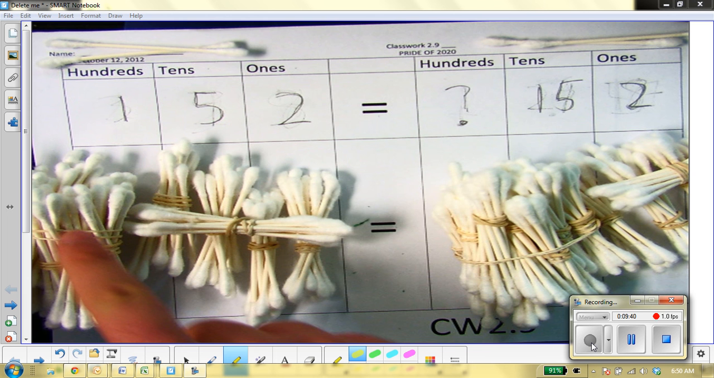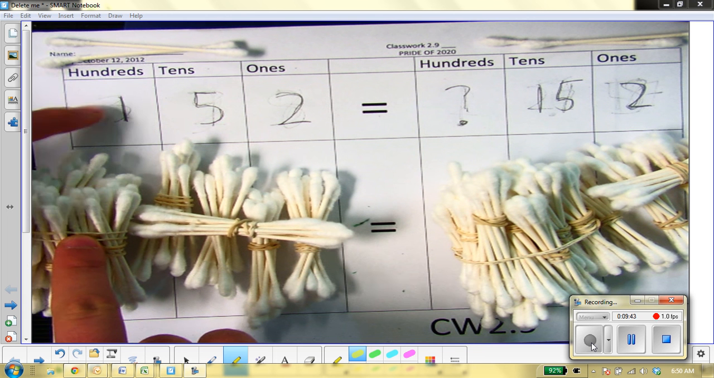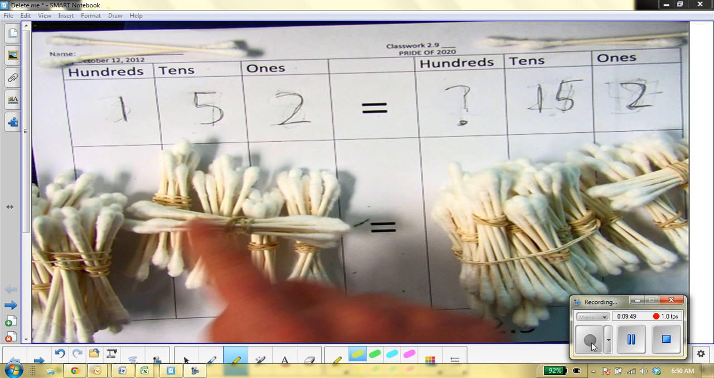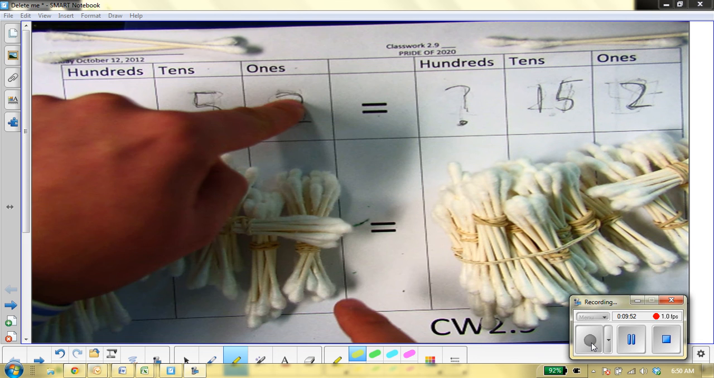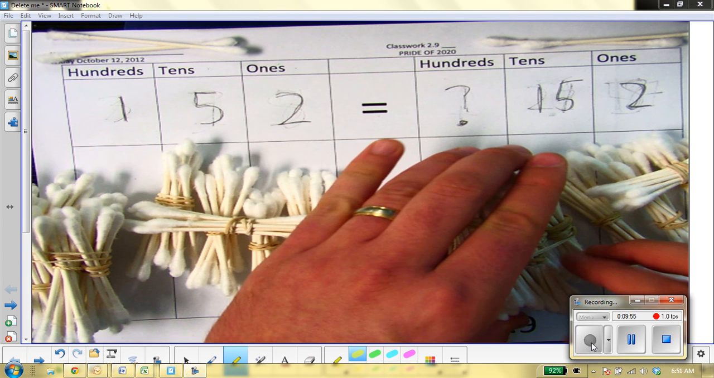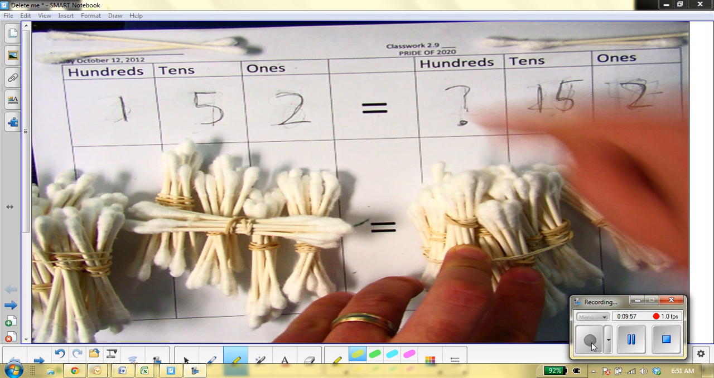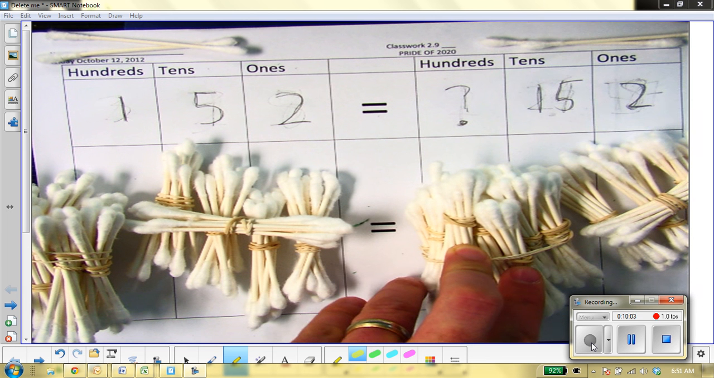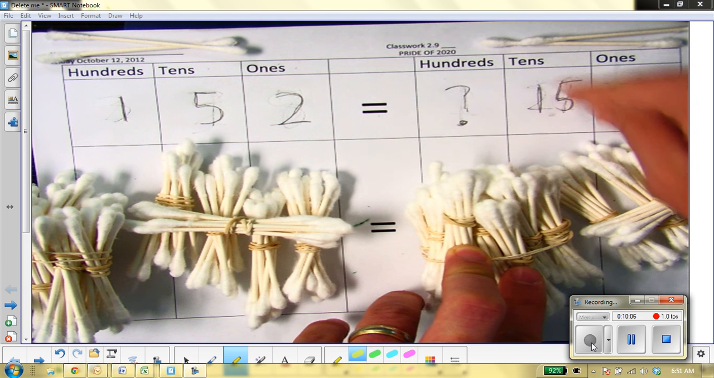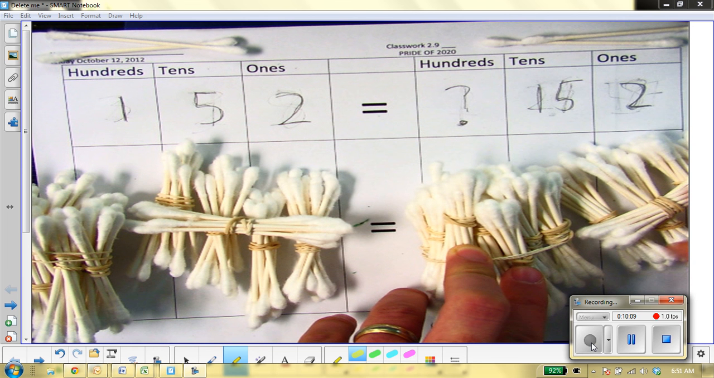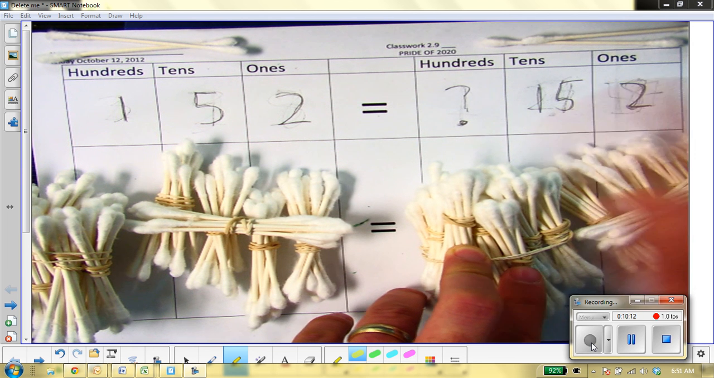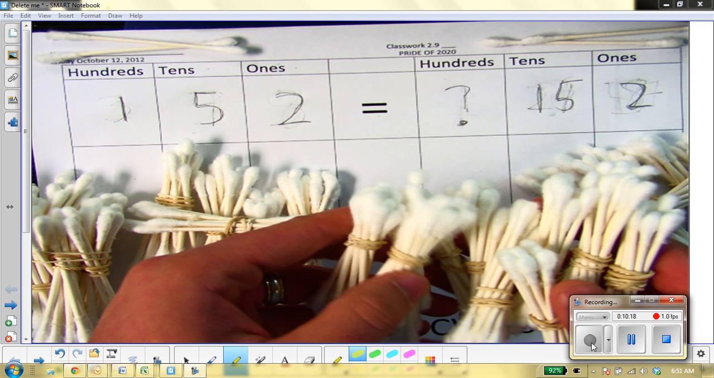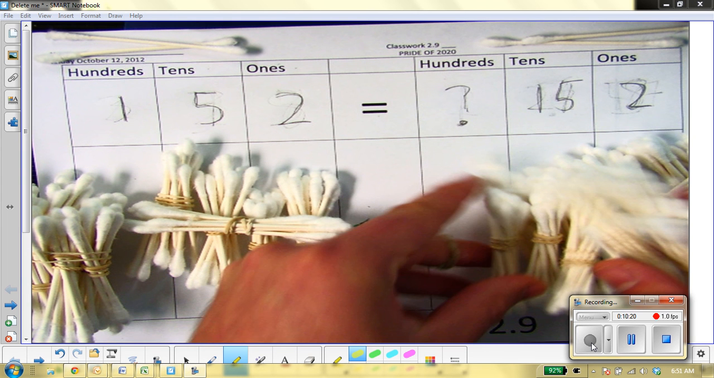Again, I notice that this side matches with this number. 100 is 1 hundreds group. 5 tens, 1, 2, 3, 4, 5, is 5 tens. And 2 ones is 2 ones. Over here, I don't know how many hundreds I have. I need 15 tens, but I only have 5, and I have 2 ones. In order to get from 5 tens to 15 tens, I need to add 10 more tens. So I borrow them from the hundreds place. Here are 10 tens. Now I have a total of 15 tens.